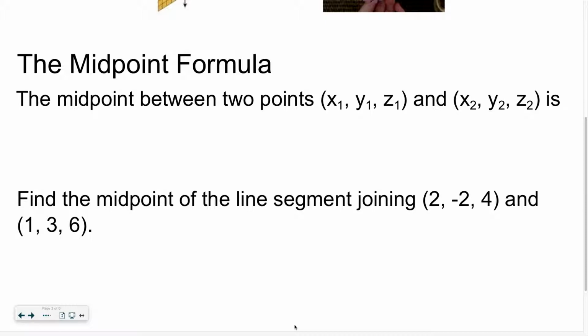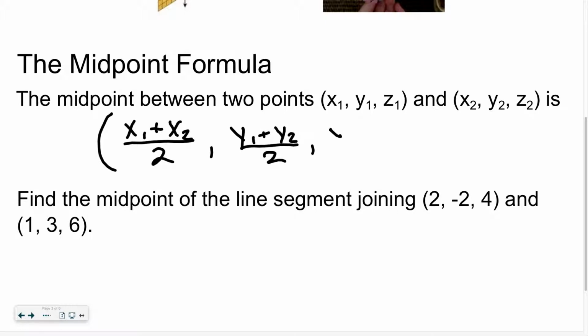What are we going to do in 3D? Add up the z coordinates and divide by 2. We'll do all three of them. So what you're doing when you're adding up the x's, x sub 1 plus x sub 2 divided by 2, you're basically calculating the average of the x's, which makes sense because the midpoint should be in the middle. To find the middle of two terms, we would just find the average of those two terms. So x sub 1 plus x sub 2 divided by 2, and then a separate y sub 1 plus y sub 2 divided by 2, and then a z sub 1 plus z sub 2 divided by 2.